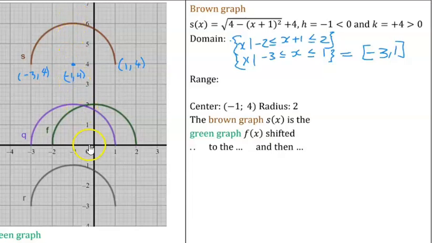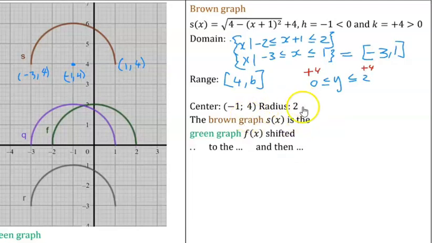The range, we can see that it started at 4 and then up to 6 there. So normally our range will be from 0 to 2. So normally the y will be in between 0 and 2, but now we've moved up 4 units, so we add +4 and +4. So that means that our range is from 4 to 6, and it's square brackets.